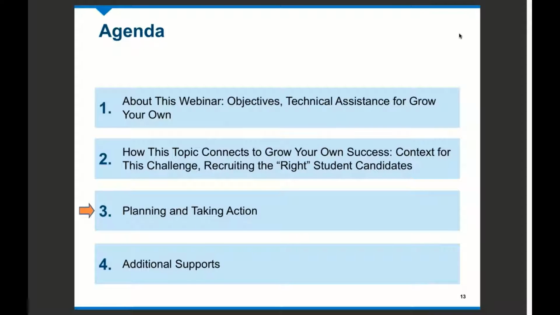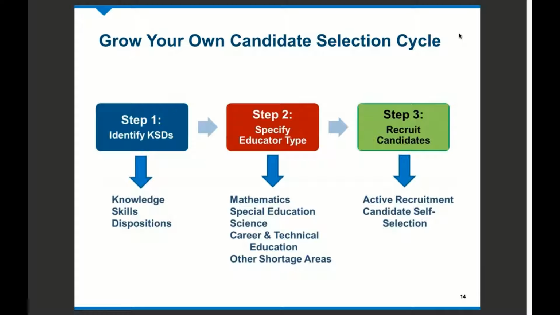Now let's move on to planning and taking action for this level of strategic recruitment. The Grow Your Own candidate cycle is divided into 3 action steps, as you can see above. The first step focuses on defining what it means to be an effective educator, including articulating the knowledge, skills, and dispositions, or KSDs, that are necessary for being an effective educator. This includes the content knowledge, the pedagogical skills, and the general characteristics that make a teacher effective.